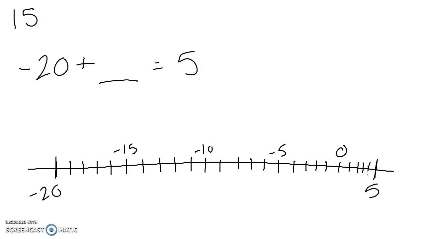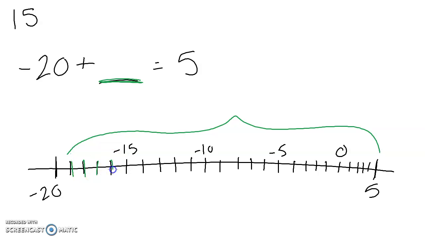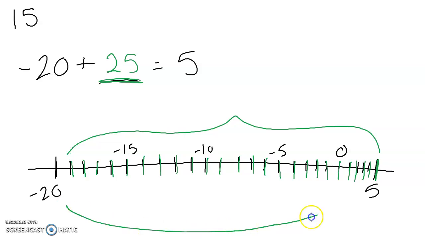Jeez. Okay, so the answer that belongs in this blank is the number of tick marks it took me to get from negative 20 to 5. So if I count those, it's 1, 2, 3, 4, 5, 6, 7, 8, 9, 10, 11, 12, 13, 14, 15, 16, 17, 18, 19, 20, 21, 22, 23, 24, 25. So it took me 25 tick marks to get from negative 20 all the way up to 5.